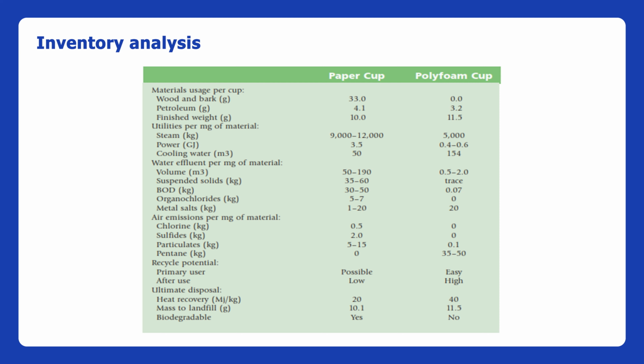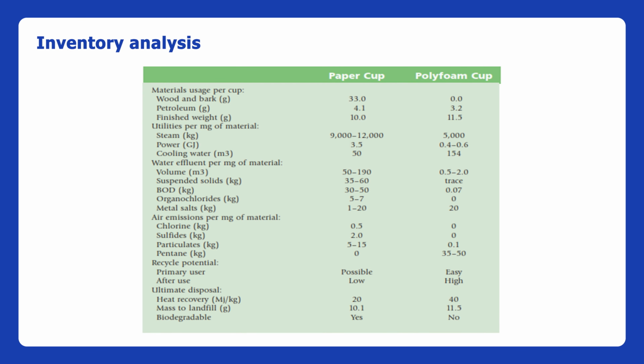And this is the analysis related to the inventory. In this table we figure out two types of cups: one is the paper cup, and another one is the polyfoam cup. As mentioned before, when we talk about inventory analysis, we want to see the input, the raw materials or energy or other aspects that we identify as the starting process.